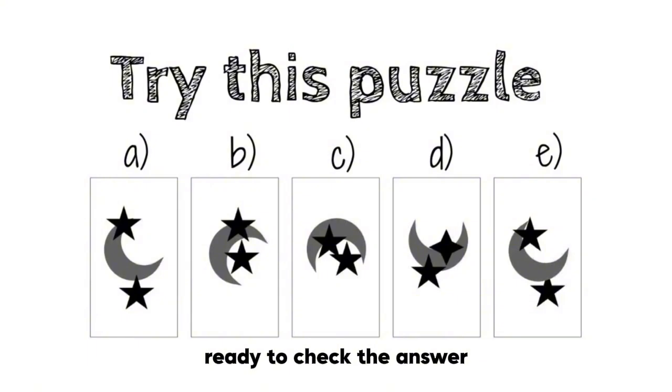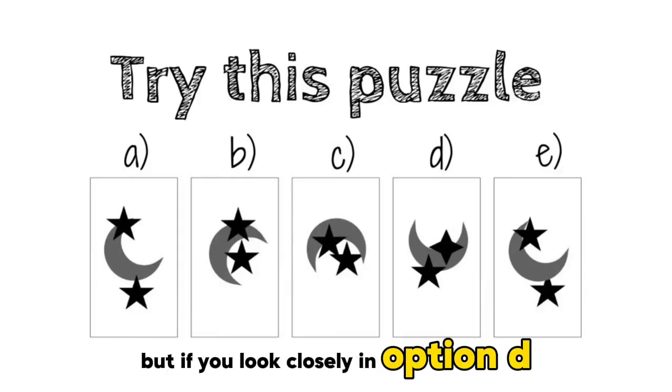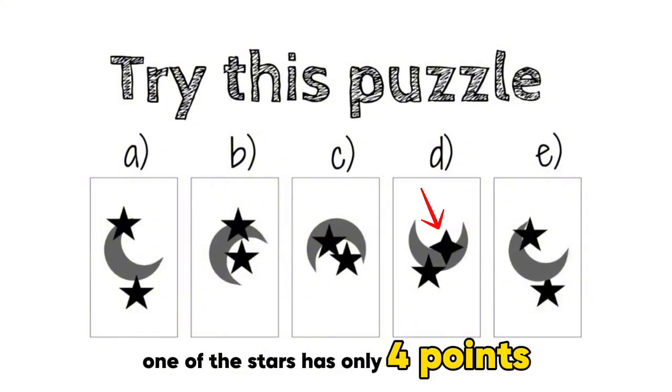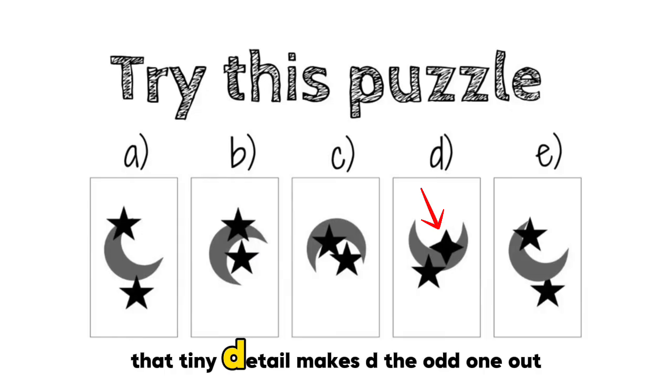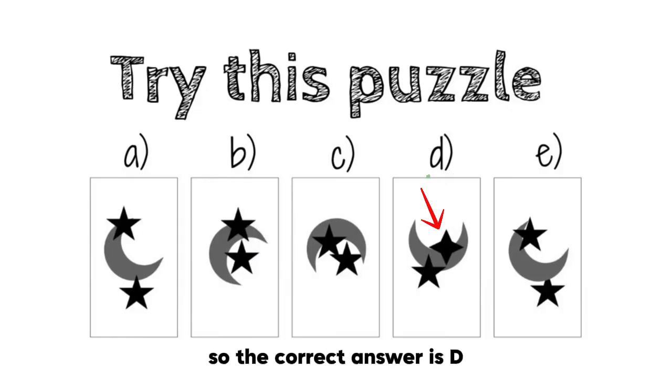Ready to check the answer? Each figure has a grey moon. The moons are rotated differently, but they are all basically the same. Each figure also has exactly 2 stars, so counting stars will not help. But if you look closely, in option D, one of the stars has only 4 points, while all the others have 5. That tiny detail makes D the odd one out. So the correct answer is D.